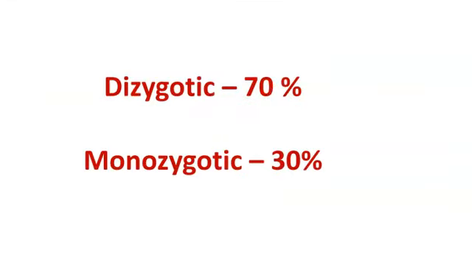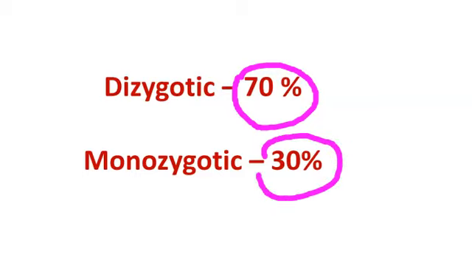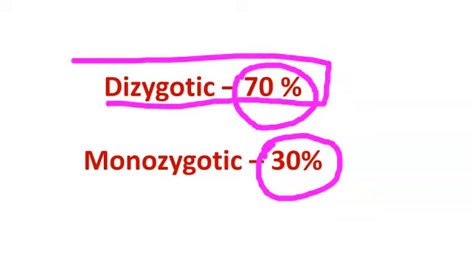Okay, dizygotic twins are more common. You see, dizygotic is 70%, about 2/3. Monozygotic twins are 30%, about 1/3. From your common sense, you can understand that for one zygote to split will be rare, but for two ova to be fertilized by two sperm, it could be easy and it could be the most common.